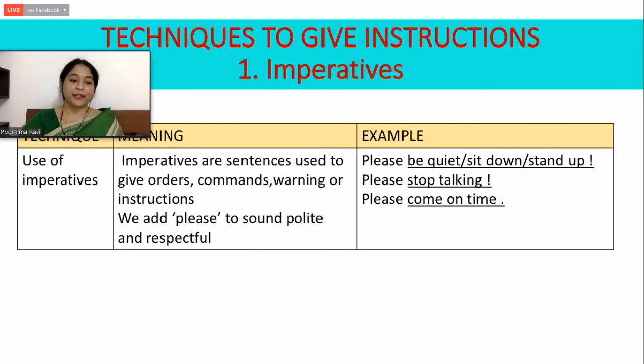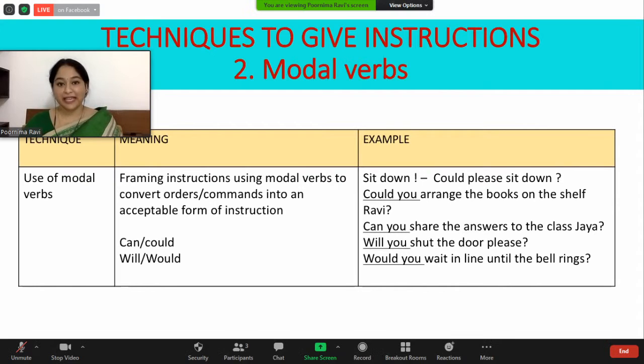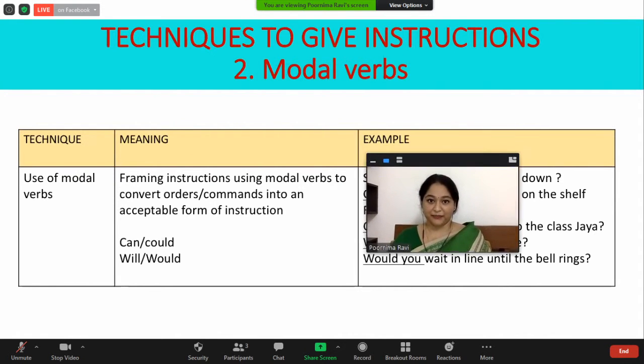Now these imperatives when we use, it's important to note that they're short. They aren't too long with sequences. The next technique that we use is accommodating modal verbs in our instructions. Now there are two modal verbs that we use, that is can, could, or will and would. The other modal verbs like might and should cannot be used while giving instructions directly, right?